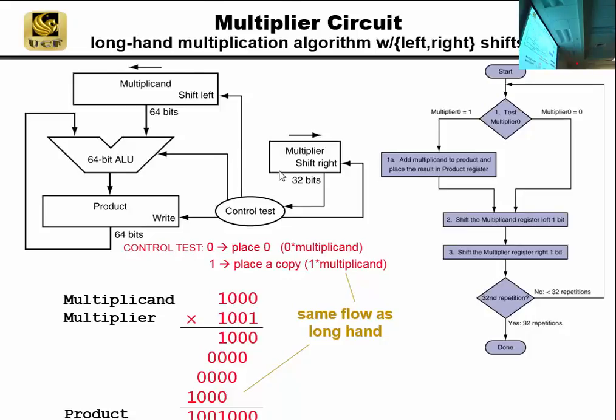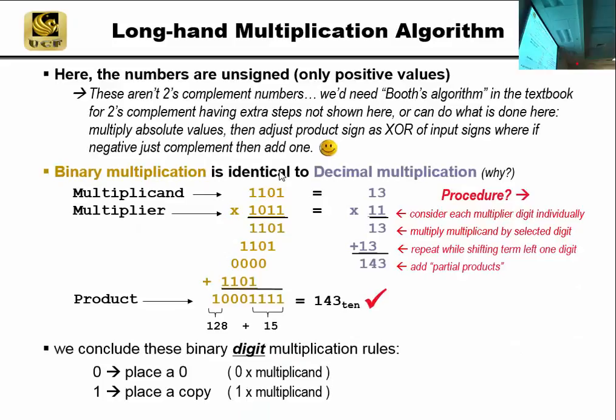For example, we start here. The least significant bit of the multiplier is 1. We want to multiply 1 times each of these digits. But we said if you're multiplying 1 times this, it's just this. So what we're going to do is add the multiplicand if there's a 1. If there's a 0, we add 0.